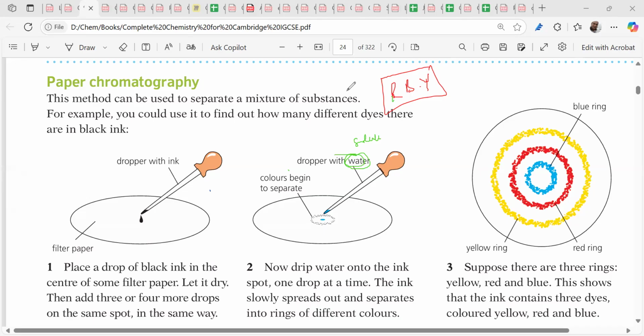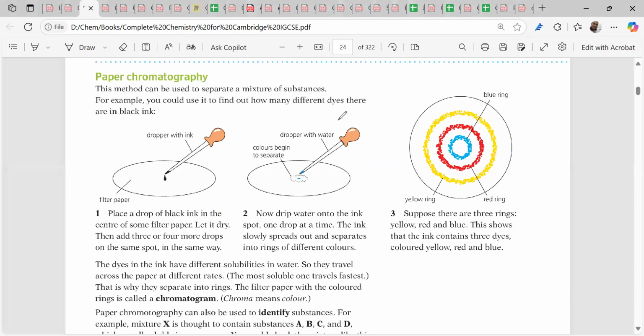So chromatography takes advantage of the differential solubilities of the solutes in a particular solvent. If you take ethanol, the answer might be reversed, because the blue solute might be more soluble in ethanol. So the answer will depend upon the solvent taken and the chromatography paper taken.